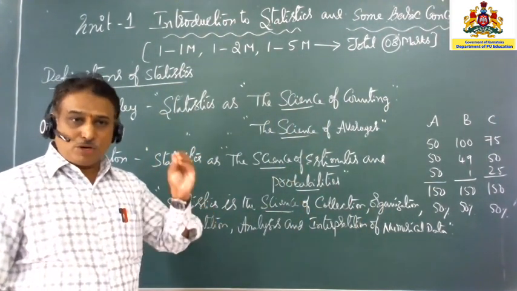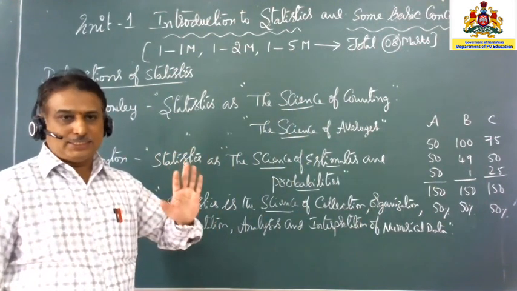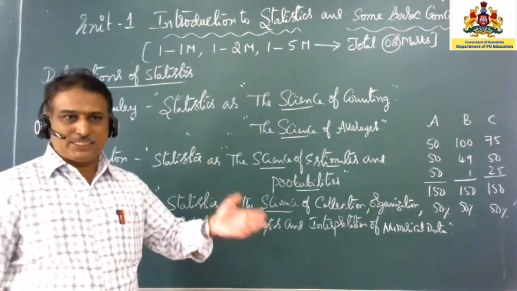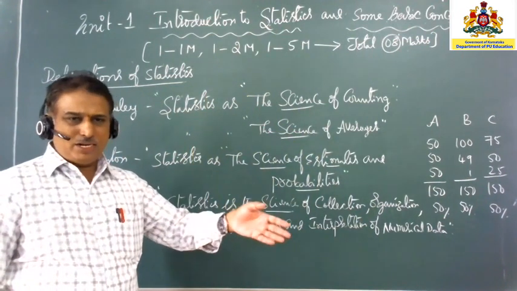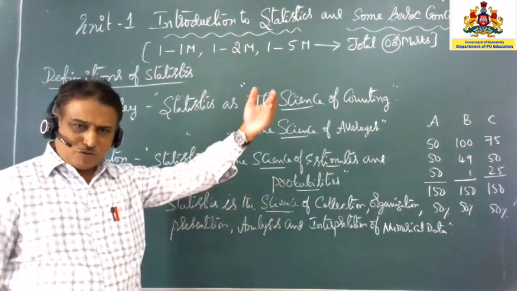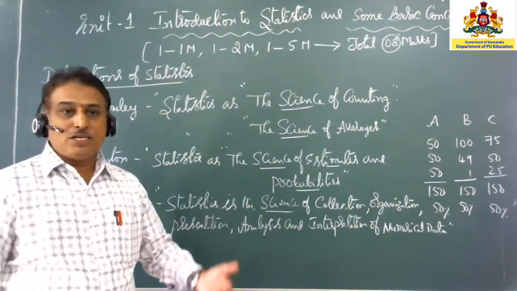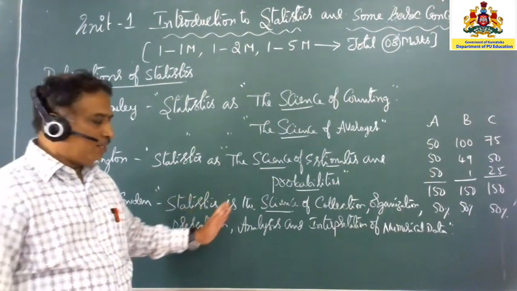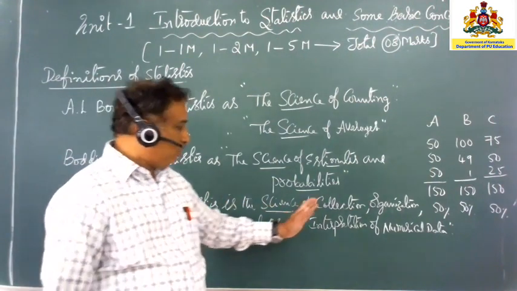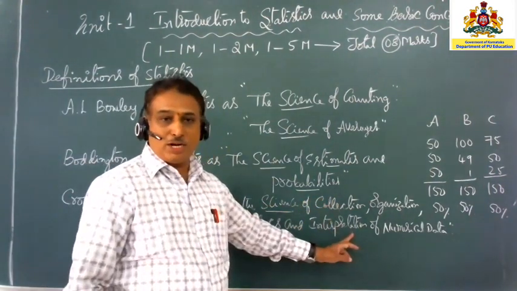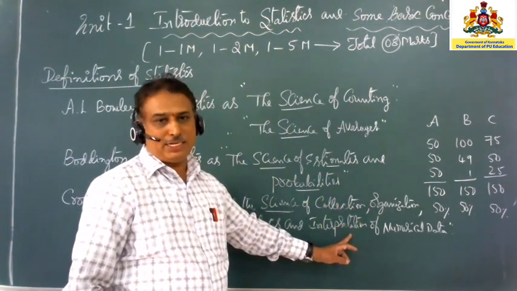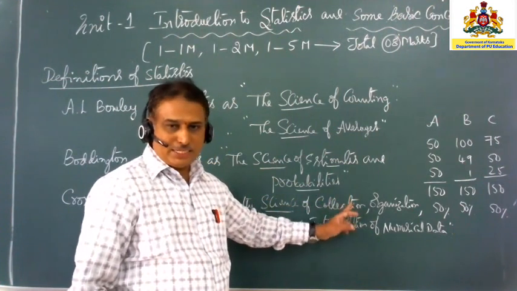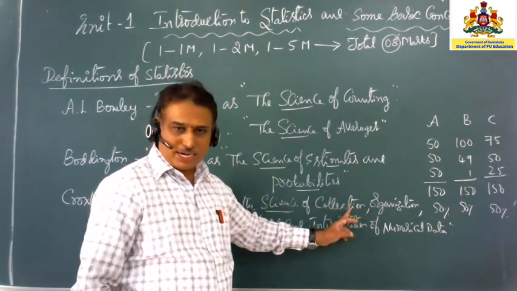To get any good conclusion in science, they follow a step-by-step procedure. In physics, chemistry, biology, and other subjects also, they follow the step-by-step procedure to get valid results. In the same manner, in statistics also, if you want to draw valid conclusions, you have to follow the step-by-step procedure. That is, the first step is we have to collect the data.